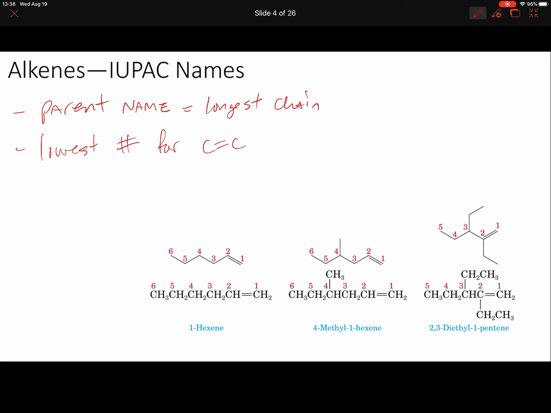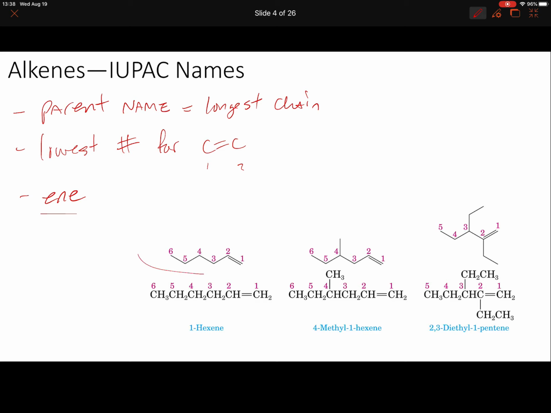So 1, 2, and so on. Whatever one we come to first will be the number 1. The ending will get an ENE ending to indicate that it's an alkene. And branched chain alkenes are named in a similar way to alkanes that are substituted. And so as an example, I've got a couple of structures here. So let's just make sure we can name these.